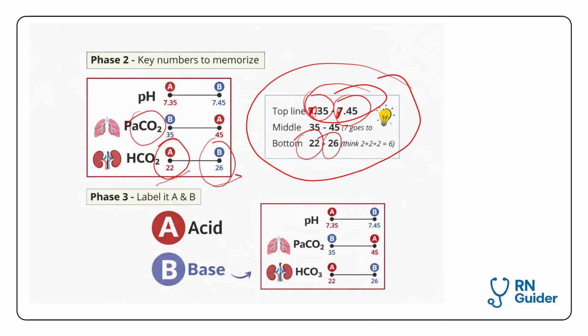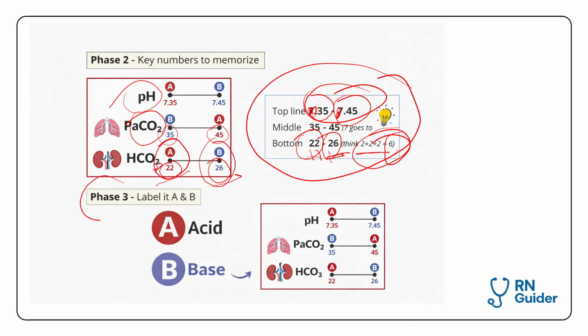Another memorization tip is, if we add these two numbers, 3 and 2, we get 6 for 22 to 26, so we can also remember this number through this. So we have to memorize these normal values. What is the pH normal value? 7.35 to 7.45. Carbon dioxide normal value is 35 to 45. And for bicarbonate, here it will be 3: bicarbonate normal value 22 to 26.